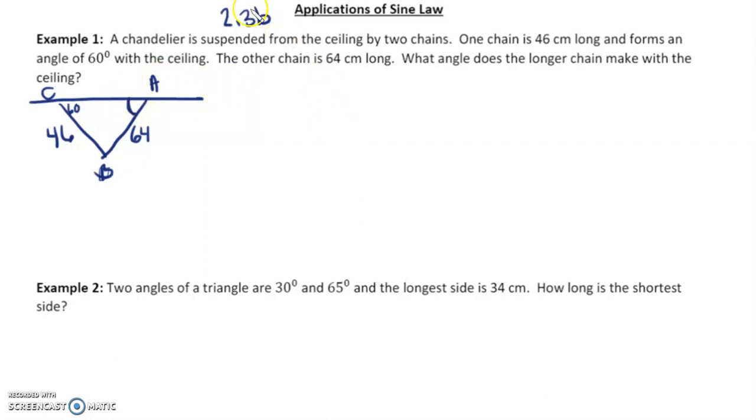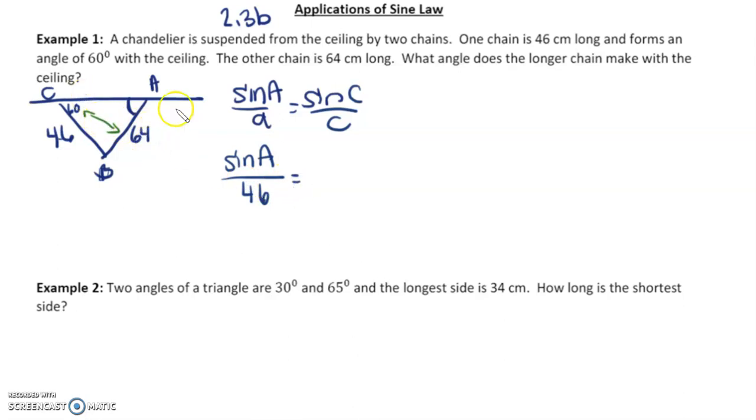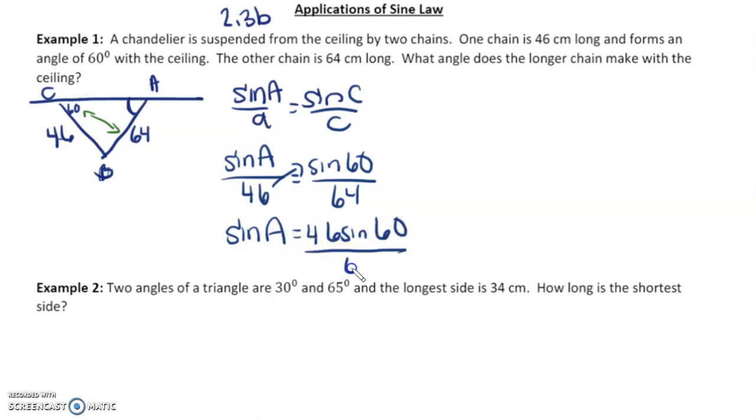Okay, so for sine law, if we're looking for angle A, let's put sine A over A, and then our matchup that we have is here. It's C. So let's go sine C over C. So sine A over 46, and then sine C, which is 60. So sine 60 over 64. Okay, let's cross multiply. We get sine A equals 46 sine 60 over 64.